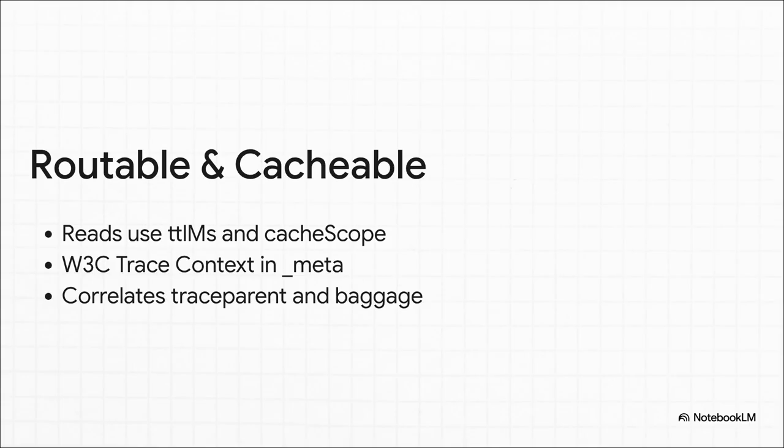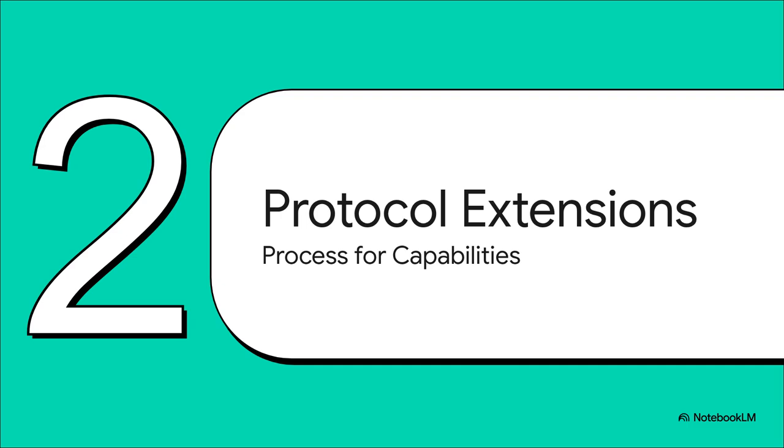List and resource reads now carry ttlMs and cache scope parameters, which are modeled right off standard HTTP Cache-Control. Plus, it's totally traceable now. The spec officially integrates the standard W3C trace context directly into the metadata. This means you can track a tool call from your host app straight through the SDK, the server, and all the way downstream as one single beautiful span tree in your OpenTelemetry backend. Moving right along to Section 2, first-class protocol extensions, and a new formal process for capabilities.